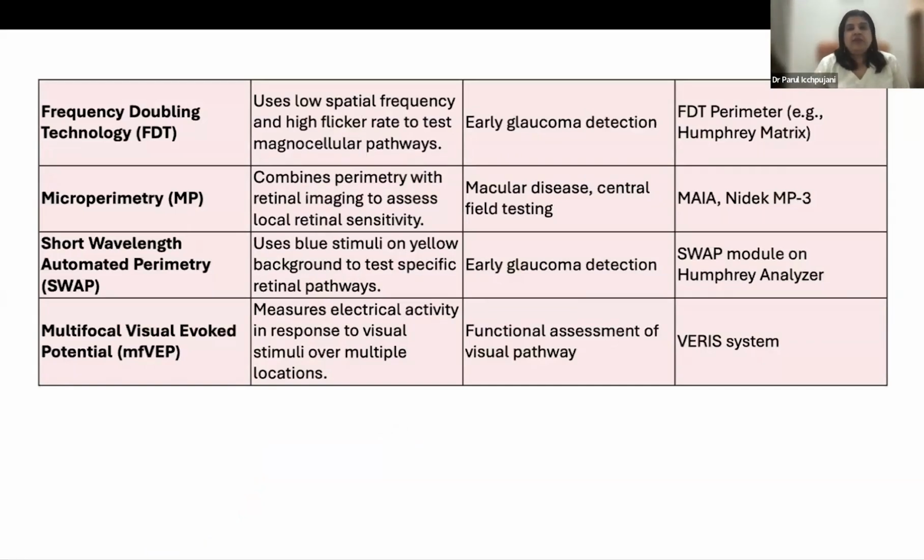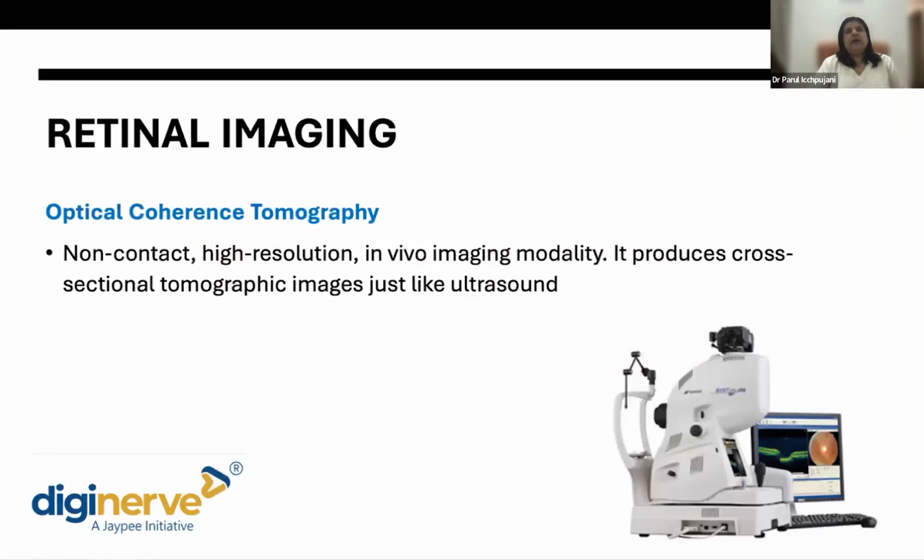Then we have multifocal VEP, which is used for functional assessment of the visual pathway. Now, this is the most advanced version to test the electrical activity in response to visual stimuli over multiple locations. Now, we talked about fundus photography, fundus fluorescein angiography, and perimetry. So essentially, we are looking at different disorders of the optic nerve head and the retina.